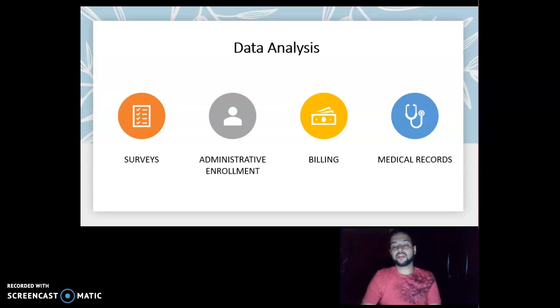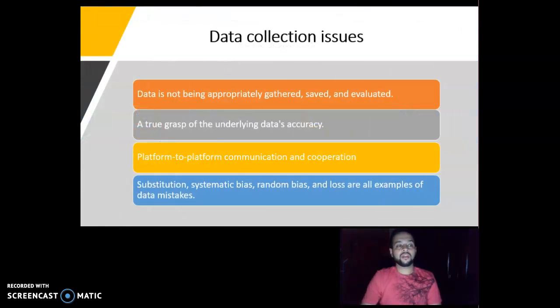Service, administrative enrollment, billing, and medical records are some of the examples of data collecting systems that are used in healthcare. Data analysis occurs when we cleanse, transform, and model data to uncover the information we require. The present data collecting approach is insufficient. As we can see, data is not being gathered, saved, or processed appropriately at the same time or the same point. Understanding the types and frequency of data mistakes in the clinic's EHR will be critical.